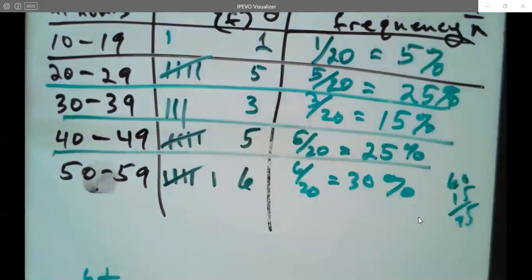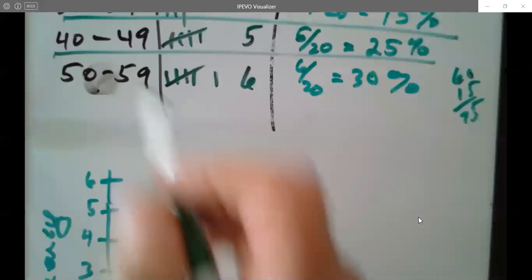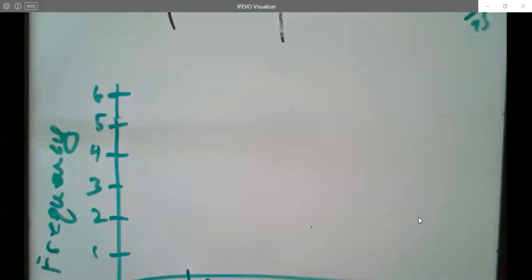So the first one's 10 to 19. The next one's 20 to 29. And the next one's 30 to 39. Next one's 40 to 49. And last, 50 to 59.